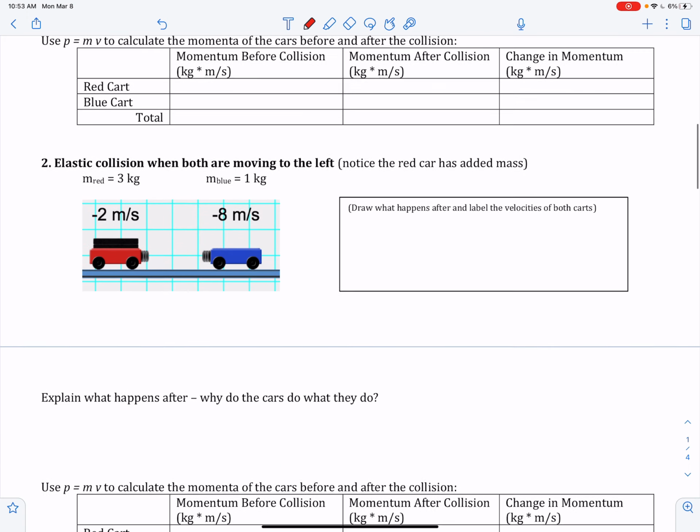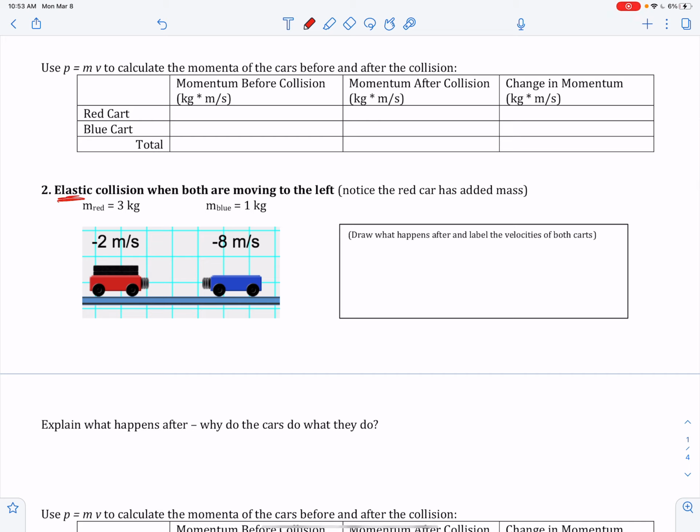In the second example, you have another elastic collision, okay, where we've got these springs again, but now both of the cars are moving to the left. So you can see the velocities here. This car is moving at negative 2 meters per second. This car is moving at negative 8 meters per second. So the red car moves to the left, and the blue car moves to the left with an even greater velocity. So it's going to catch up to the red car, and then they should bounce off of each other again because we still have those springs controlling the elastic collision.